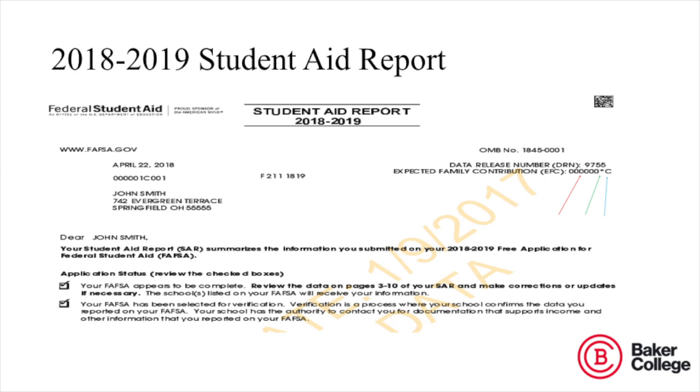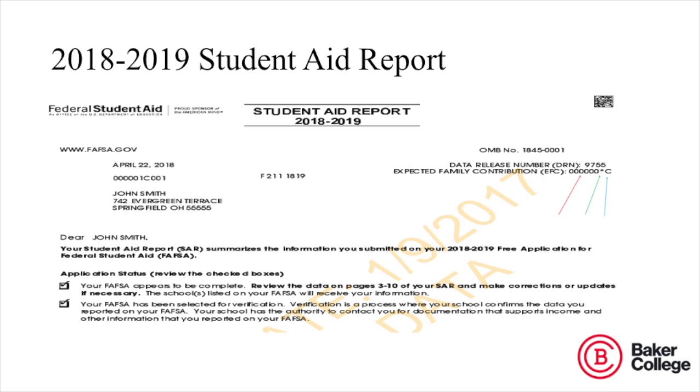In the upper right-hand corner there, it's going to give us our EFC. That is the number that financial aid offices that you list on the FAFSA are going to use to look up in different indexes to determine what types of federal, state, and institutional funds your student's going to receive for that academic year.